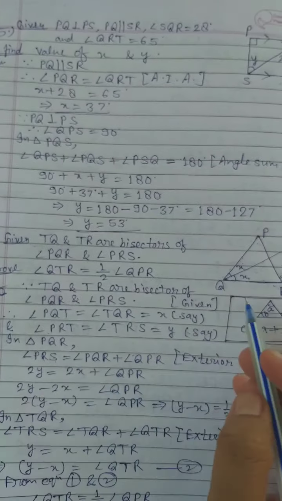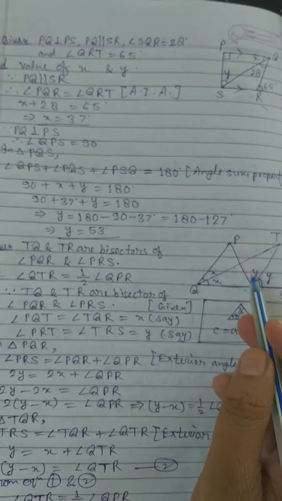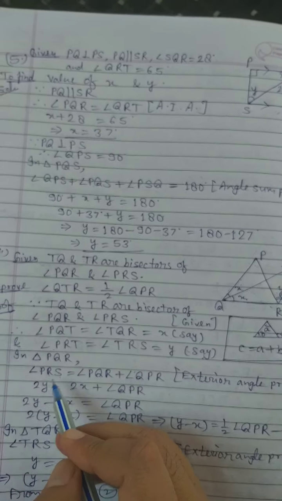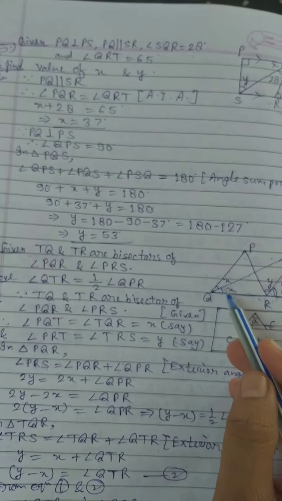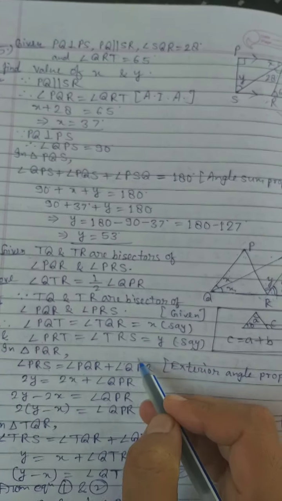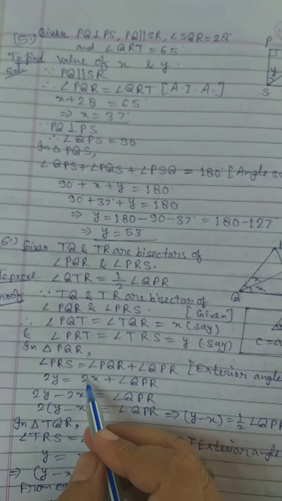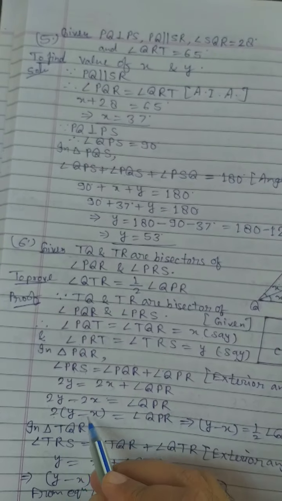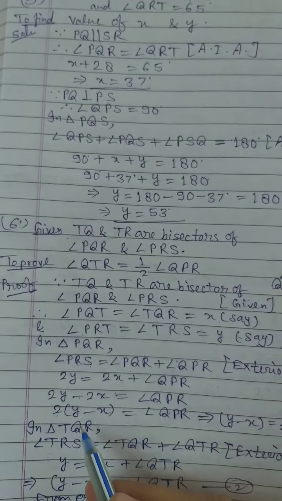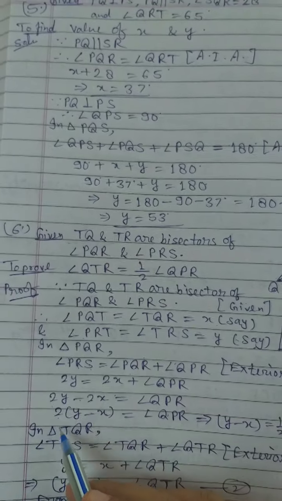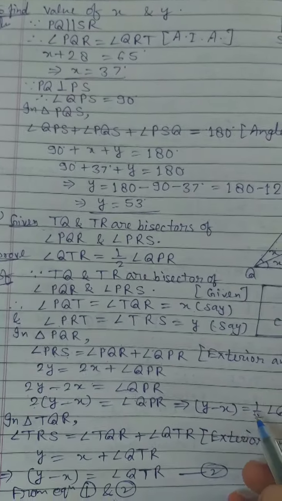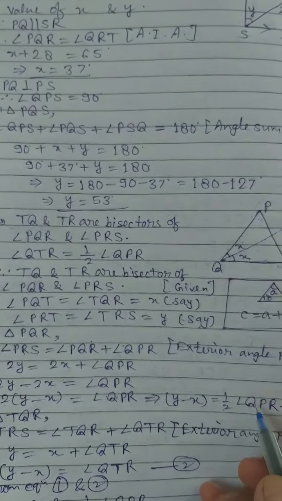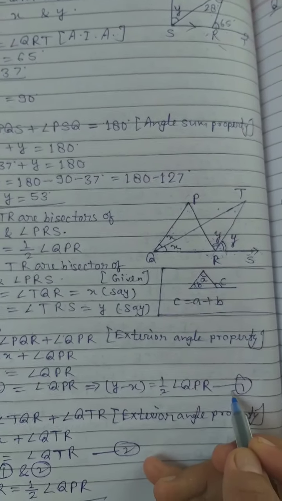So PRS we can write as y plus y, that is 2y, equals PQR, that is x plus x, so 2x, plus angle QPR as it is. 2x is transferred to the LHS, so it is subtracted. Now we take 2 common, so y minus x equals angle QPR. Now 2 goes to the RHS and is divided. So y minus x equals 1 upon 2 angle QPR. This is assumed as equation 1.